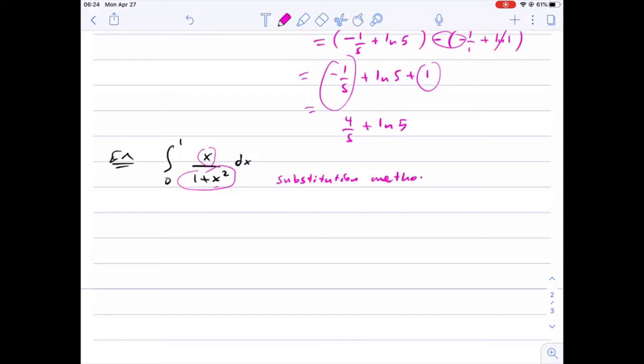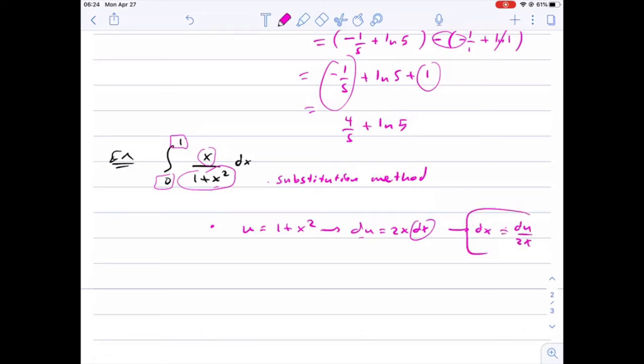But here we need to pay attention to something. The function is bounded, so we need to add one step. So let's start with the substitution. Substitution u equals 1 plus x squared. Then we differentiate this, and then we solve for dx. dx is du over 2x.